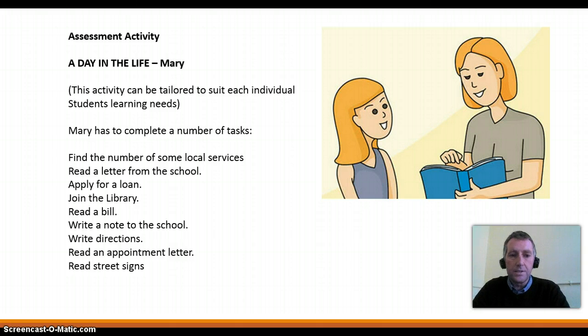Day in the life, Mary has to complete a number of tasks: find the number of some local services, read a letter from the school, apply for a loan, join the library, read a bill, write a note to the school, write directions, read an appointment letter, and read some street signs. So a pretty busy day there for Mary.